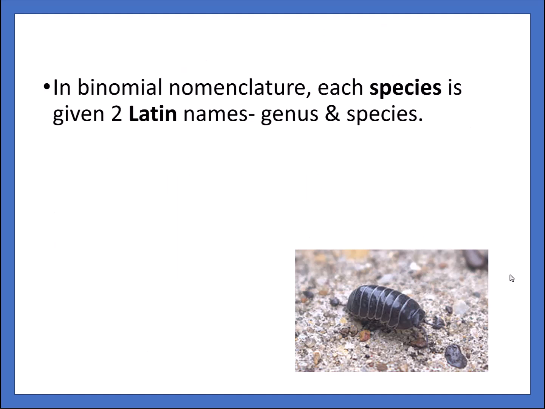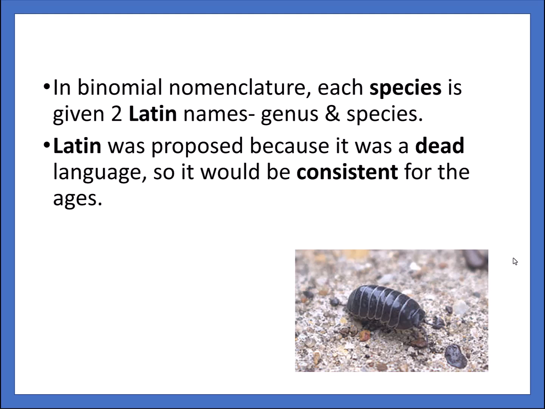In binomial nomenclature, each species is given 2 Latin names, genus and species. So 2 Latin names for a particular organism, and the first word is the genus and the second word is the species. Latin was proposed because it was a dead language, so it would be consistent for the ages. So the scientific name for this insect is Armadillidium vulgare.